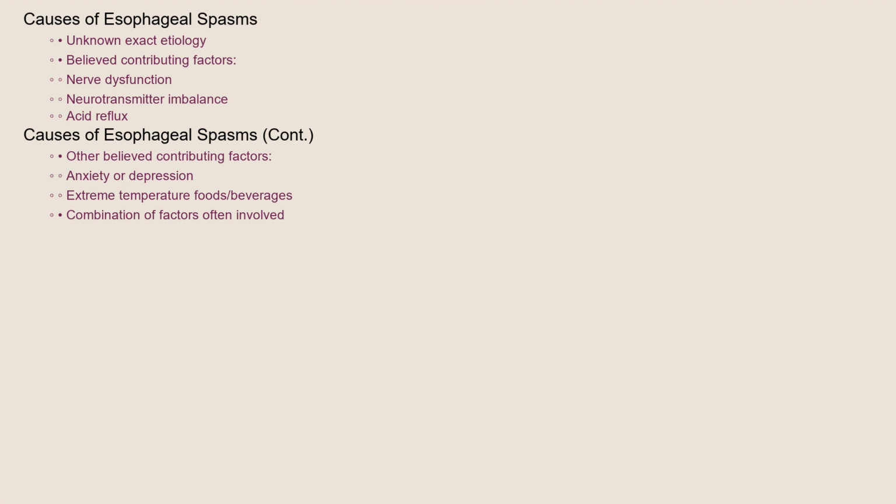So, what causes these disruptive spasms? The exact etiology of esophageal spasms remains somewhat of a mystery, but several factors are believed to play a role. These include dysfunction of the nerves that control the esophageal muscles, imbalance in neurotransmitters, acid reflux, anxiety or depression, and even exposure to extremely hot or cold foods and beverages. It's often a combination of these elements that leads to the development of esophageal spasms.